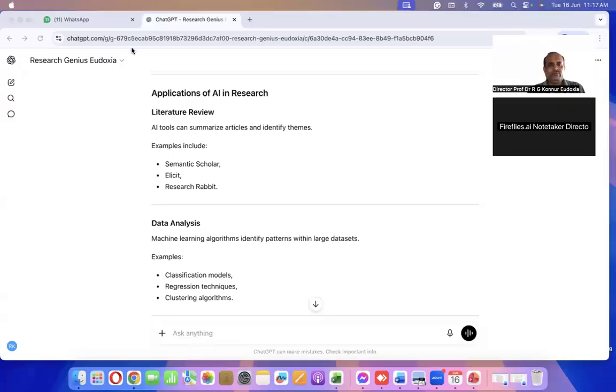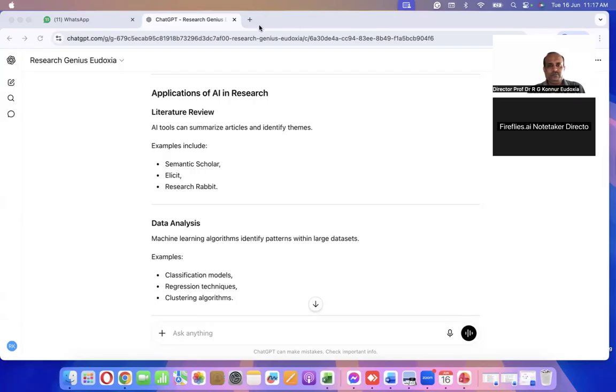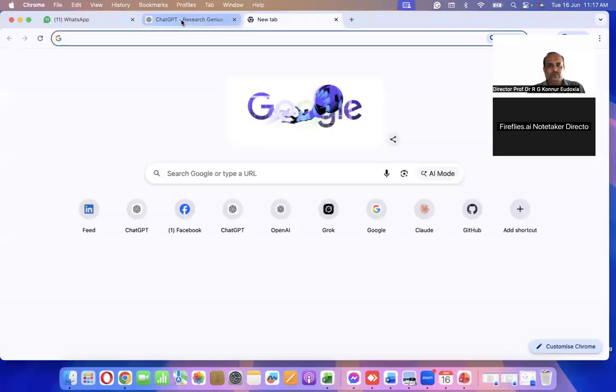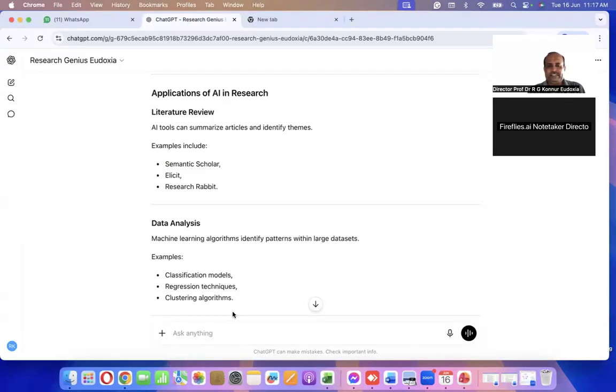So here you can use some of the platforms. I just want to show you here. Our Research Genius is there. You can use ChatGPT. This is the Research Genius. Here you can see.